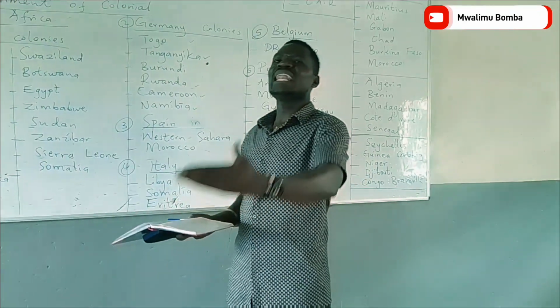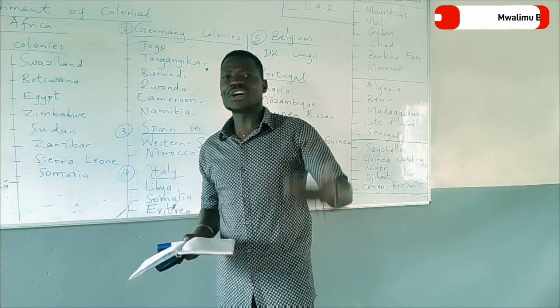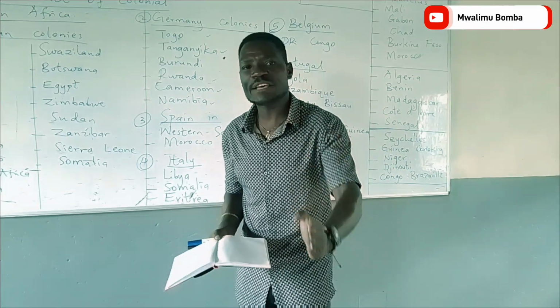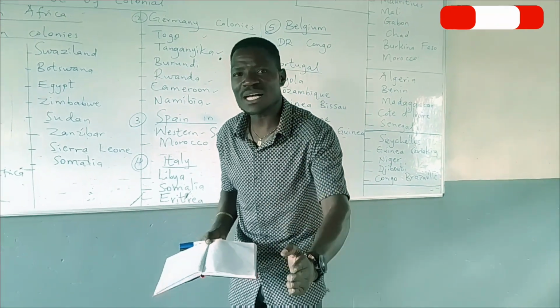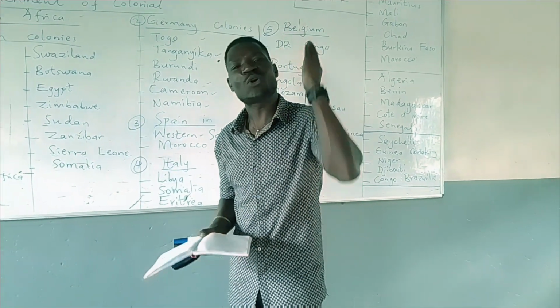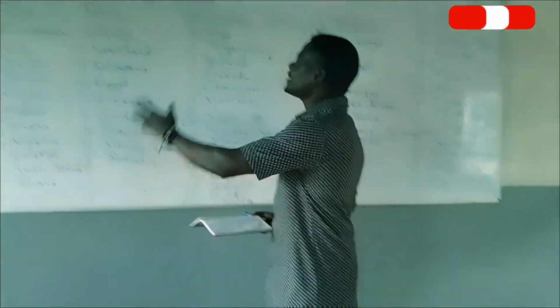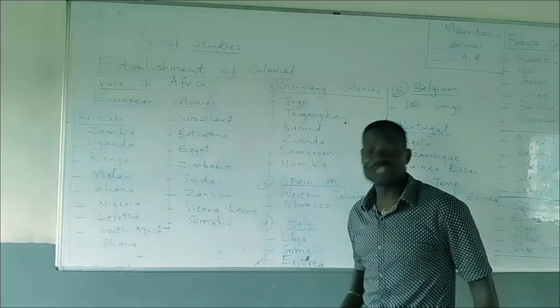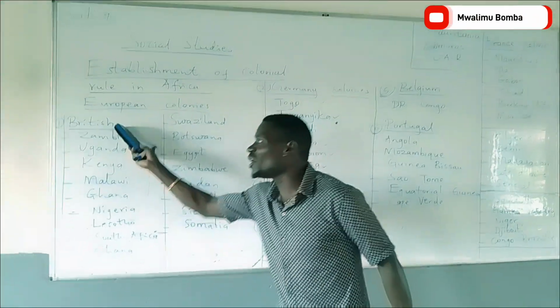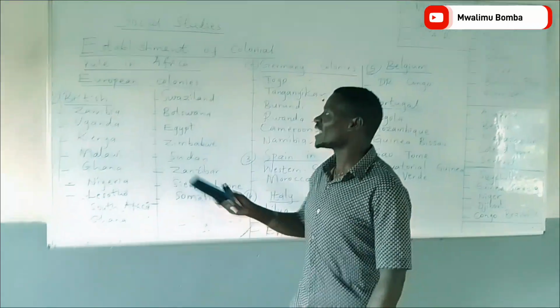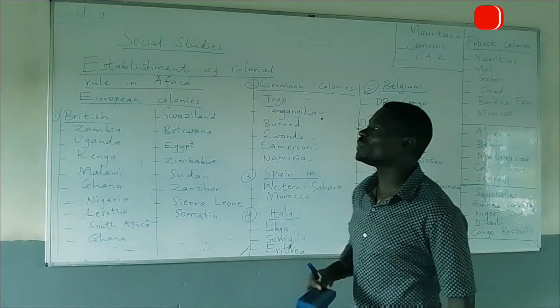Now, I will inform you today that we had 7 European powers that came to Africa to colonize African countries. Number 1, we have the British. You have to remember that Kenya was also colonized by the British power. So we have the British, number 1.